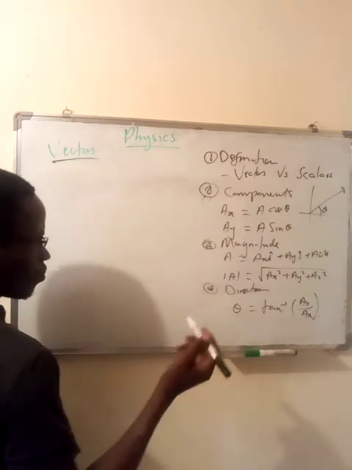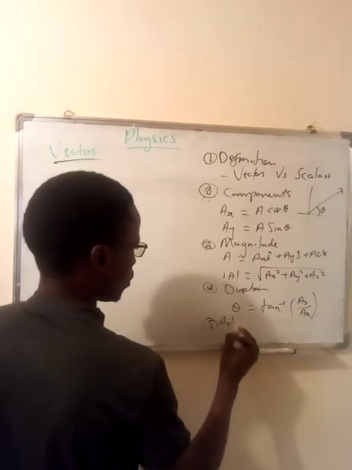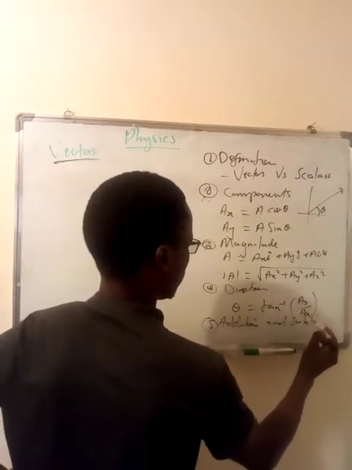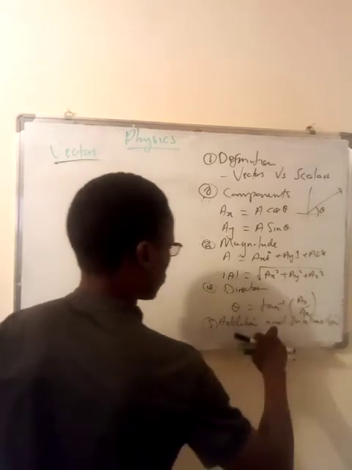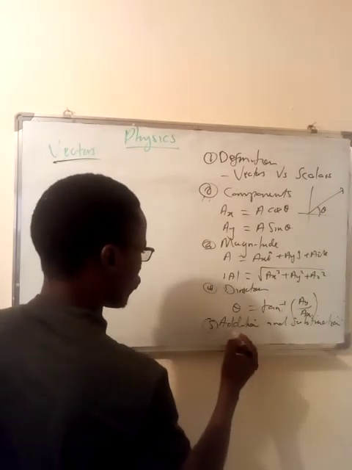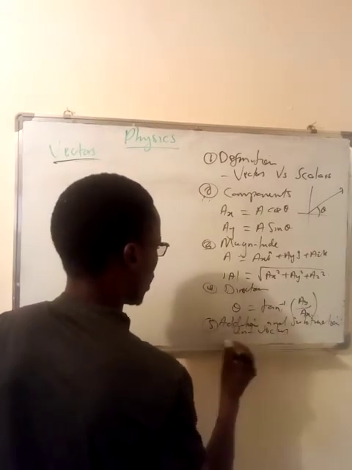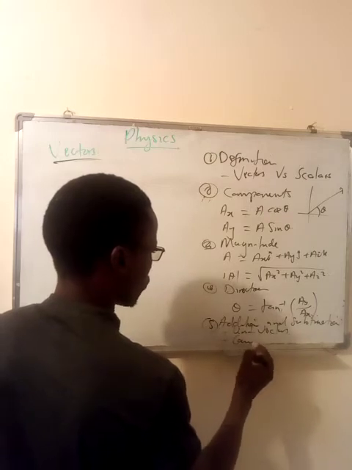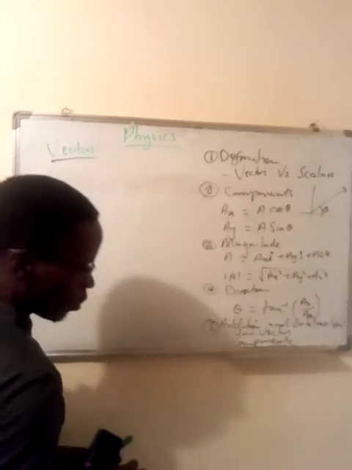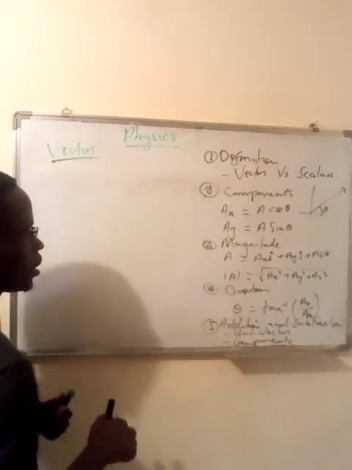Then from there we looked at addition and subtraction. Under addition and subtraction, remember, we had where we involved unit vectors, and we also had the component method, where we'd have to resolve all the vectors into their components and then find the resultant.